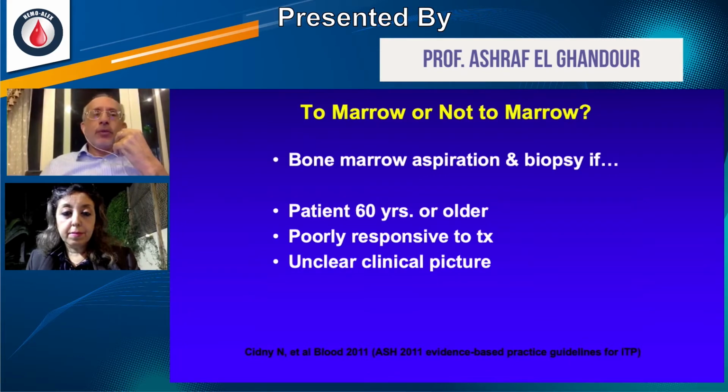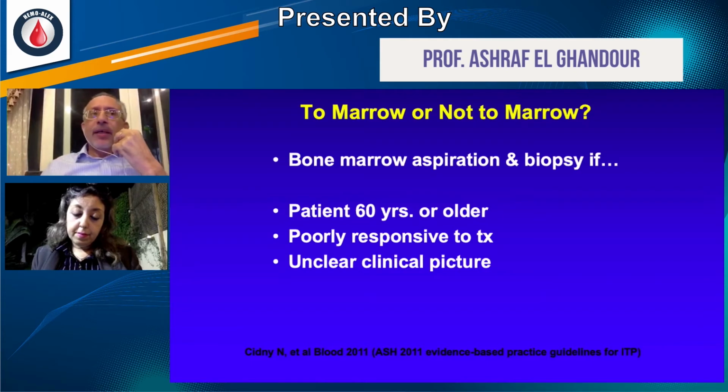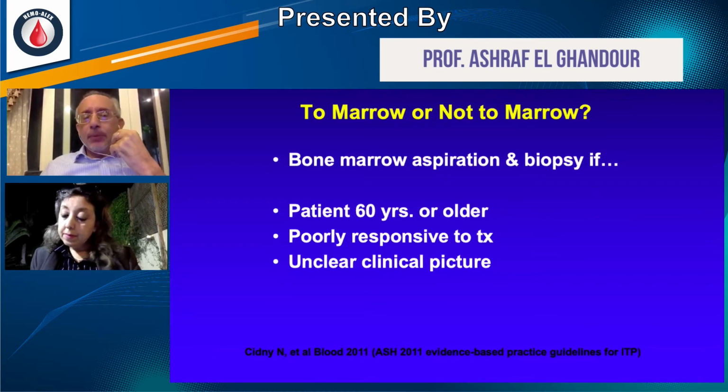This is a very important question: bone marrow aspiration, when is it indicated? If the patient is 60 years or older, you must do it because he may have MDS, myelodysplastic syndrome. If the patient, whatever the age, is poorly responsive to treatment, he may have Fanconi's or early aplastic anemia, or an unexplained clinical picture, you must do bone marrow examination in this setting.